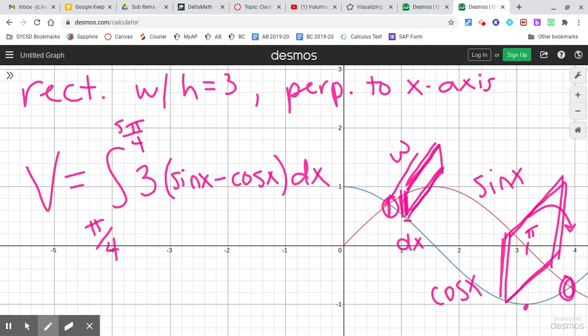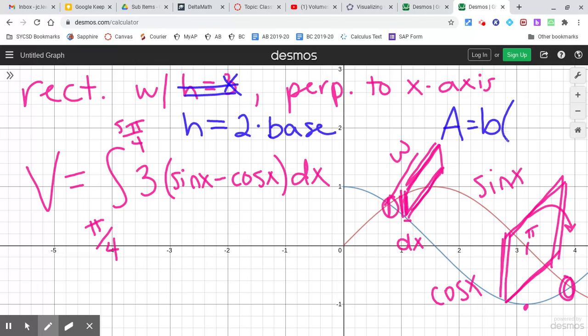Maybe I were to change this and say, we're going to make rectangles, and instead we'll use a different color, switch on to blue. We're going to make heights, instead of being 3, where the height is 2 times the base. So my rectangle is twice as tall as it is wide. How could we figure this out? Well, the area for this new rectangle would be the base times the height, which is just 2 times the base. So my area is really 2 base squared.